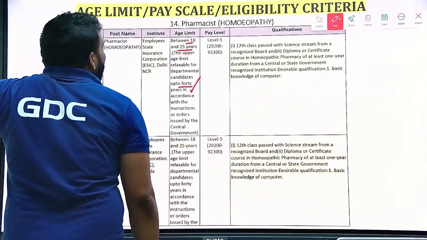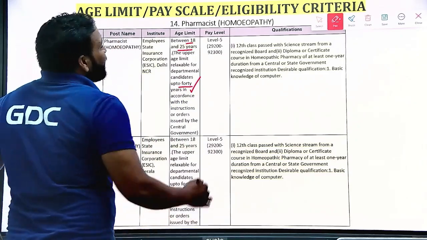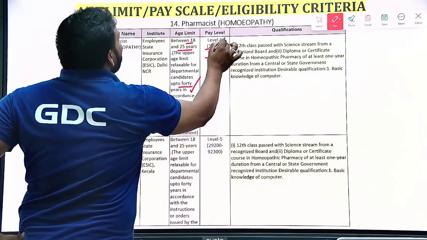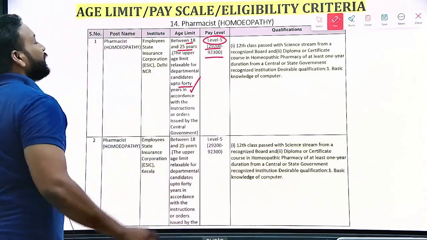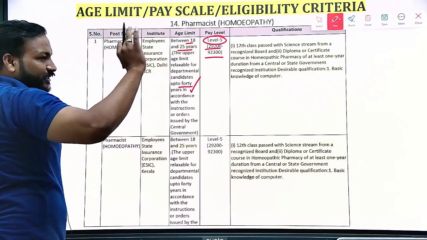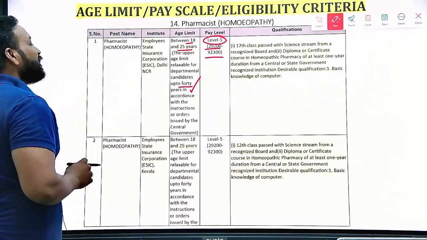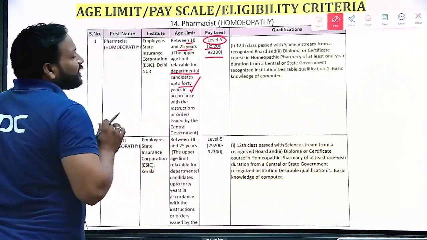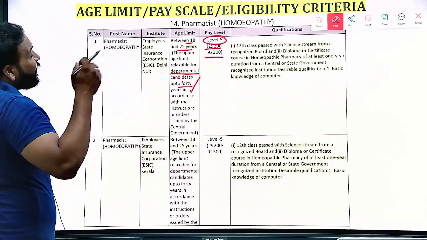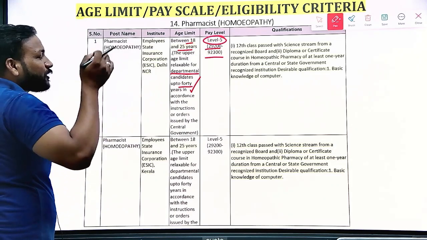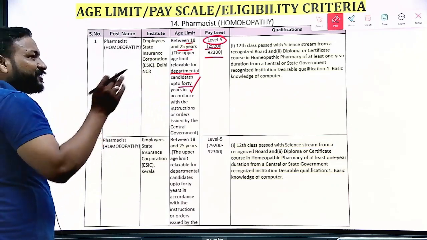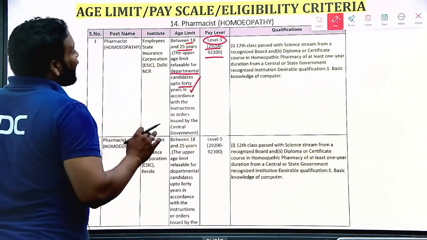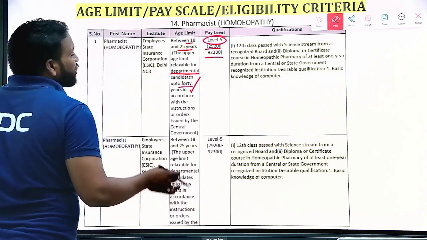Clear? Yes. The pay scale is 29,200 to 92,300, and the pay level is the 5th level. The age limit is 18 to 25, with 18 as the minimum and 25 years as the maximum. The upper age limit is relaxed for departmental candidates. If he or she is working in any department of the central government, especially in the medicine field, then he can get age relaxation up to 40 years.